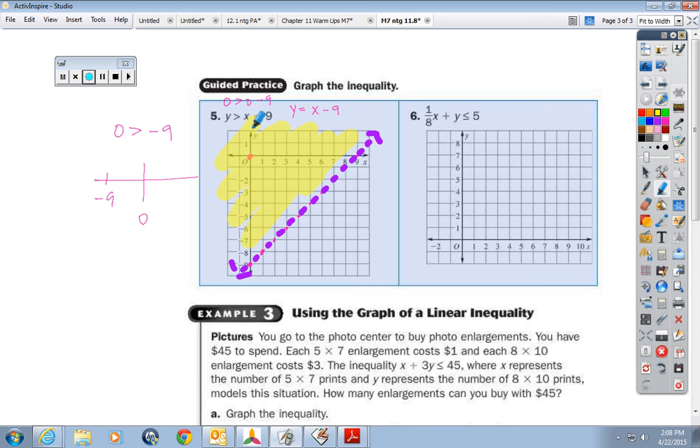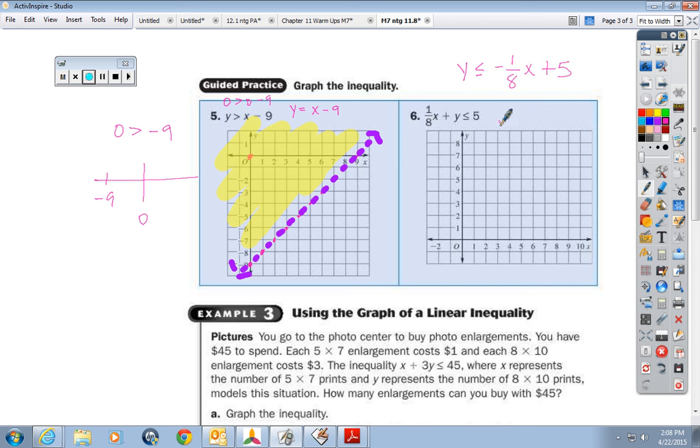Okay, last one. Is that in function form? Is it in slope-intercept form? No. So I need to subtract 1/8x from each side. When I do that, I would get y is less than or equal to -1/8x plus 5. I just subtracted that from both sides. Now, I'm going to rewrite it as an equal sign, right?